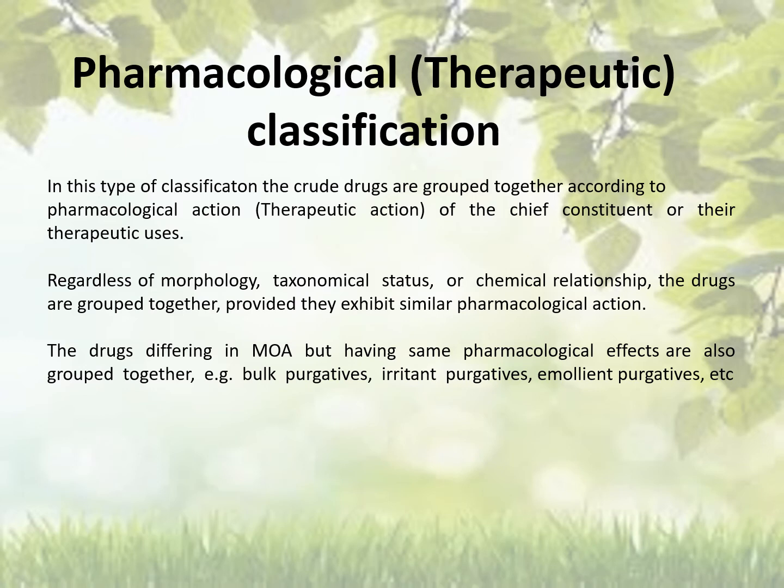Then another system of classification is pharmacological classification. This is also known as therapeutic classification. In this type of classification, the crude drugs are grouped together according to the pharmacological action of the chief constituent or their therapeutic uses. So here the crude drugs are classified according to the pharmacological action of their active constituents, regardless of morphology, taxonomical status, or chemical relationship. The drugs are grouped together provided they exhibit similar pharmacological action.